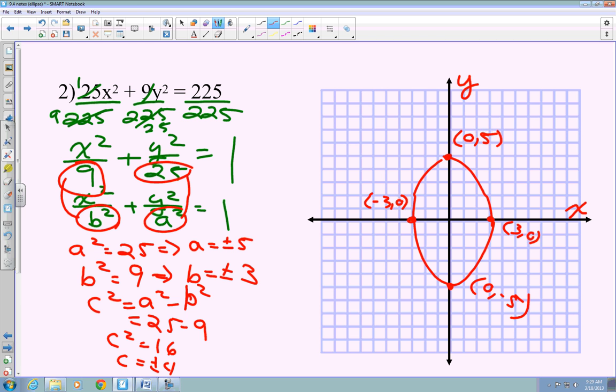Now this time, where are my foci on? Which axis? The y. So I go to the center and I count 1, 2, 3, 4, and I get the point 0, 4. And I go 1, 2, 3, 4, and I get the point 0, negative 4. So the things I'm going to be looking for when we correct this one, my vertices are 0 plus or minus 5, always the longer ones. My covertices on the x-axis are plus or minus 3, 0. And my foci back on the y-axis for this one are 0 plus or minus 4. So those are the things I'm going to be looking for.